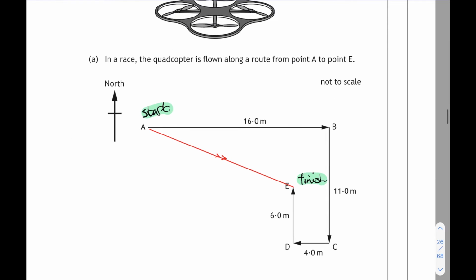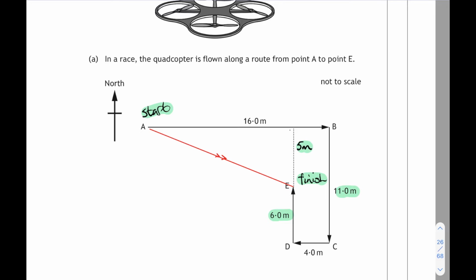Now it's a pretty complicated diagram, but we can make life easier for ourselves if we chop it into a right angle triangle. So I'm going to add a dotted line there. Because in reality what this quadcopter has done is it has gone 11 metres down the way and then 6 metres back upwards. So that dotted line is actually 5 metres in length.